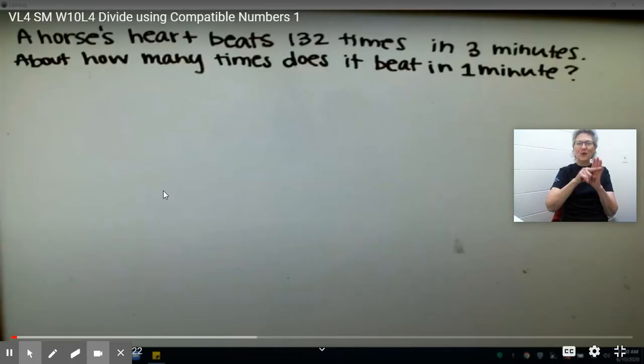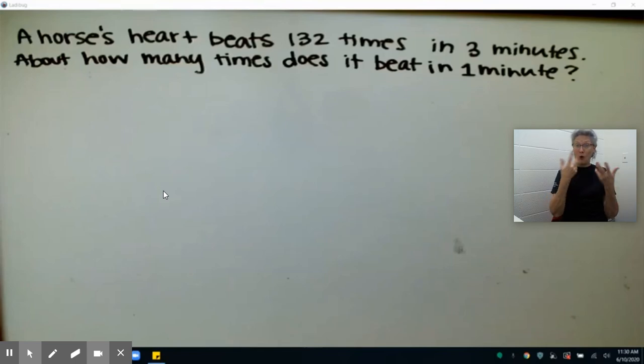Fourth grade math friends. We have already learned so much in this chapter about division. We've learned how to interpret a remainder and how we can use place value and basic facts when our dividend in our problem ends in a zero. But our dividend is not always going to end in a zero like this problem here.